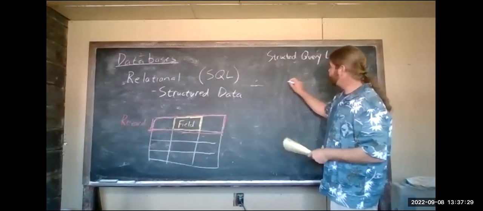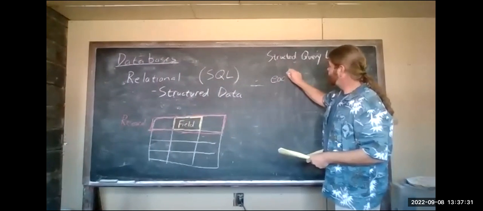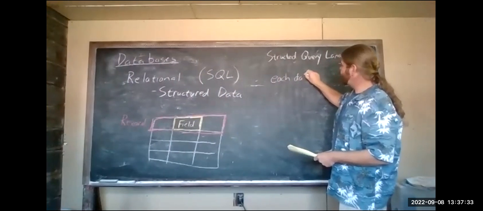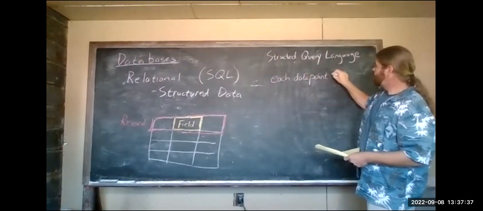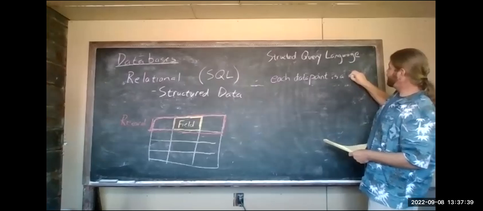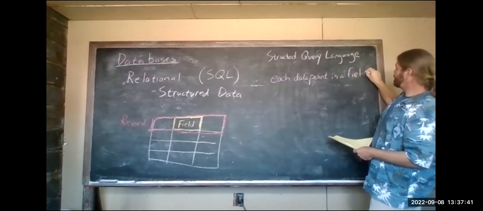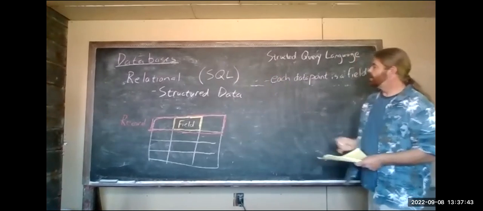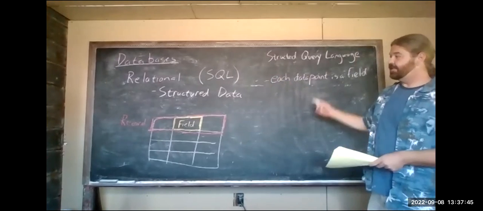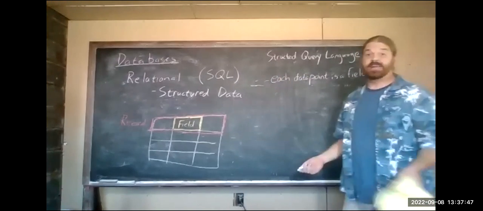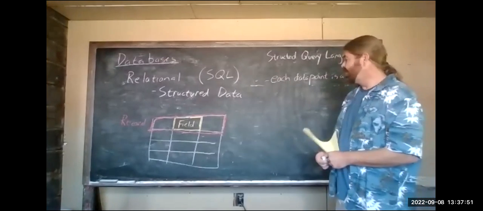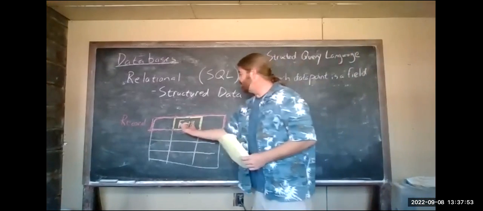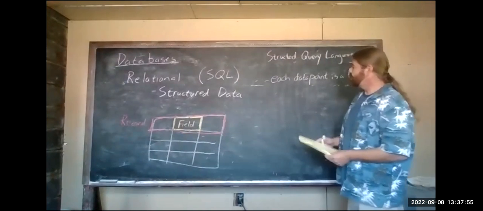So each data point is a field. Each individual data point, somebody's name, their age, the high school they went to, the type of car they drive, all of that stuff gets its own cell in the table, or its own field.